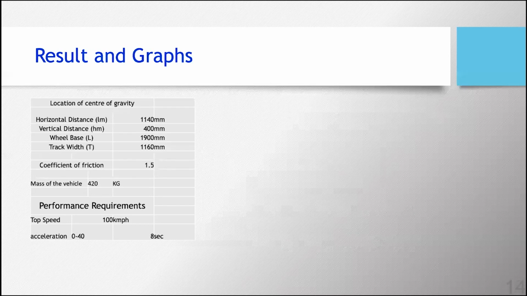Now coming to the location of center of gravity, these are actually physical vehicle dimensions. Like we have made this car, so I know these exact dimensions. So I have considered these dimensions, and the top speed and acceleration are given by the company which we were doing the project with, and we finished it. So in order to achieve those, I have calculated the required gear ratios and all.